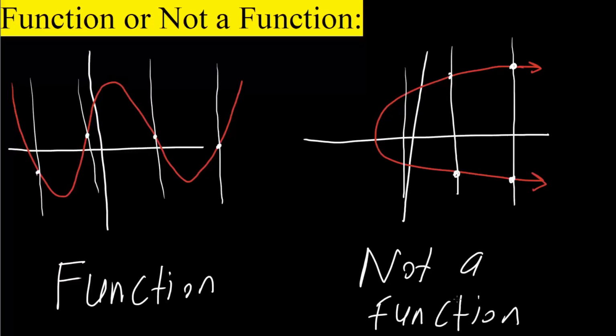Now, what if we draw a horizontal line? If we draw a horizontal line, we have intersection. The horizontal line test doesn't tell us anything about whether something's a function or not, just the vertical line test. So this is a function because it passes the vertical line test. This is not a function because it fails the vertical line test.